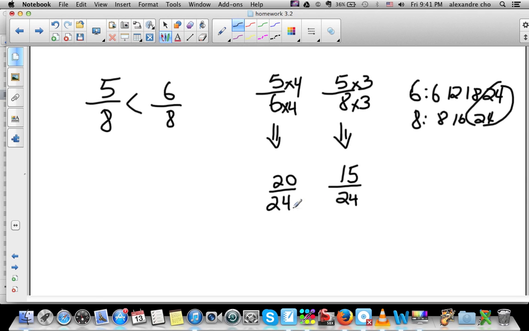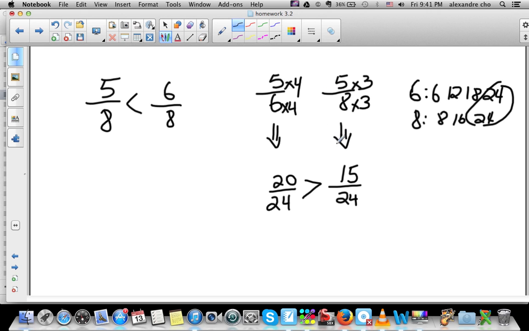Here's a chocolate bar that you cut into 24 pieces, you took 20. Here's another chocolate bar you cut into 24 pieces, but somebody else took 15. So who took more? Obviously the person who took 20. So that means this fraction is greater than that. So 5 over 6 is greater than 5 over 8.